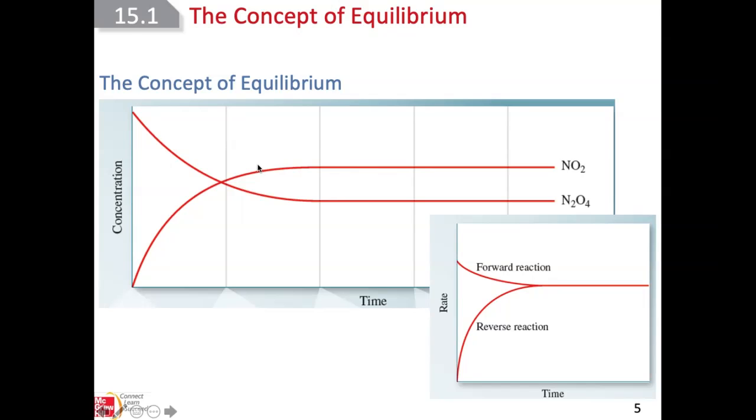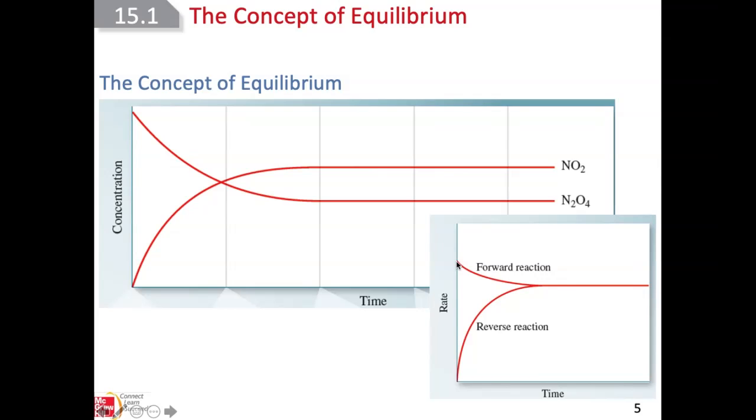The concept of equilibrium means that, first of all, the rate of the forward reaction is equal to the rate of the reverse reaction. And another important thing is that after that point, we do not see changes in the concentration of either reactant or product. So this is the graph of concentration versus time. The second graph shows us the rate of the forward and the reverse reaction versus time.